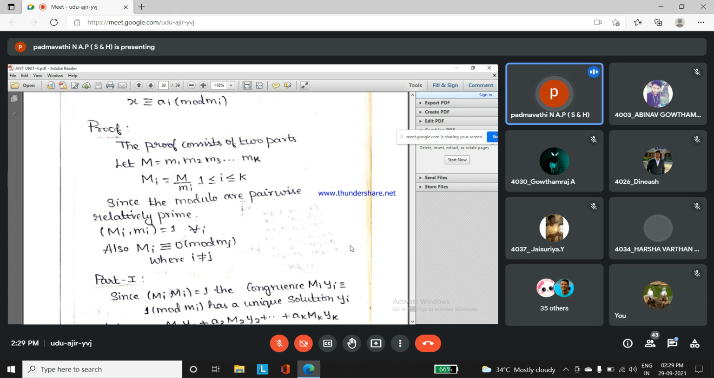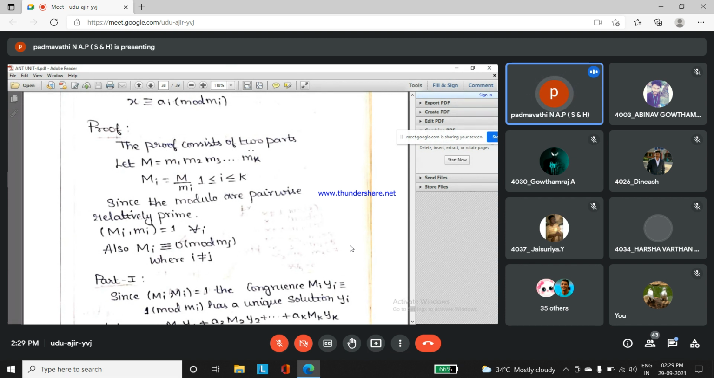Since the moduli are pairwise relatively prime, as we already saw in the statement, gcd(M_i, m_i) is equal to 1 for all i. Also M_i is congruent to 0 mod m_j where i is not equal to j.